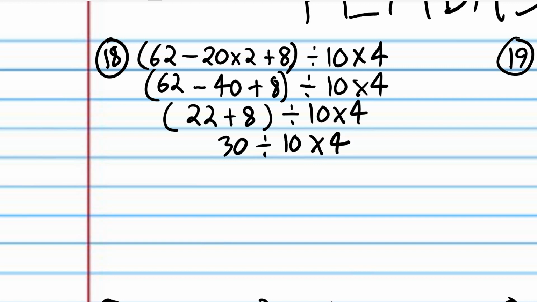And 30. So now we have division and multiplication. So we have to do the operation farthest to the left first. That's where the arrows come in on PEMDAS. 30 divided by 10 is 3. And 3 times 4 is 12.